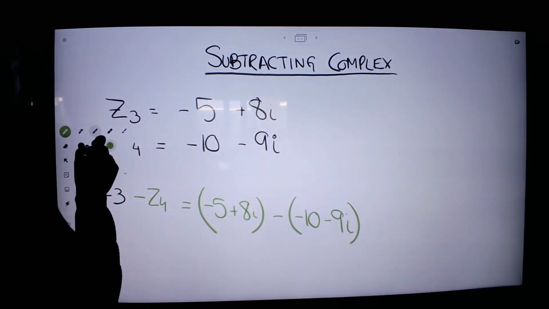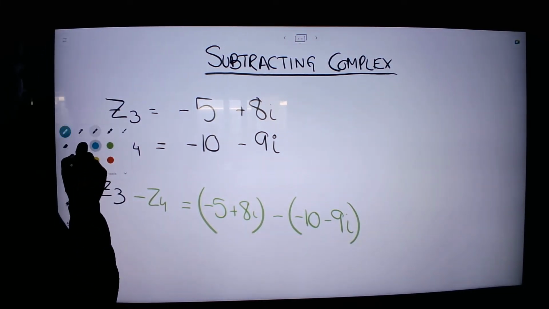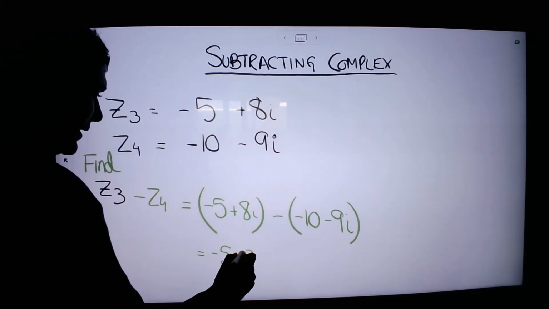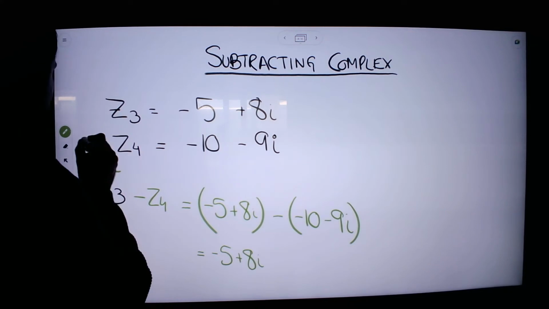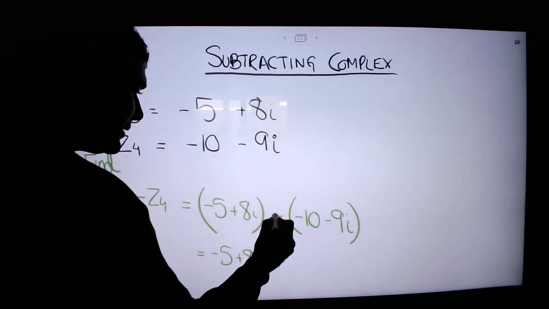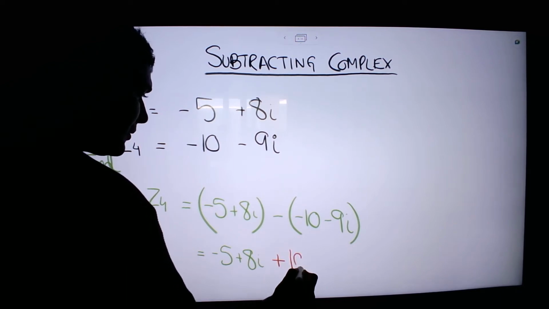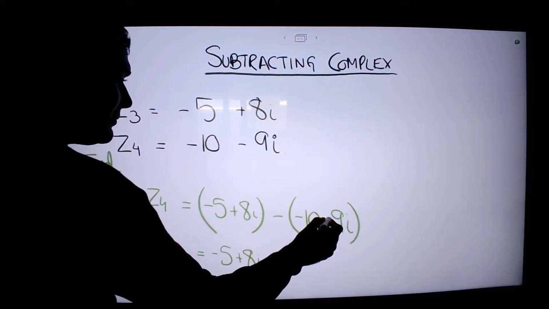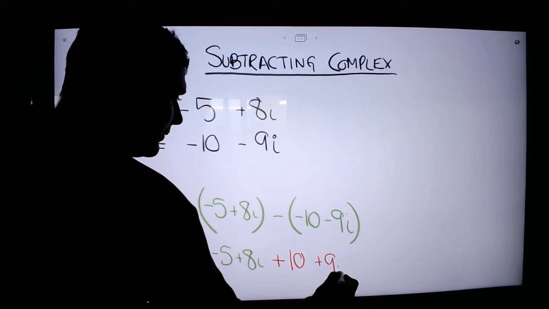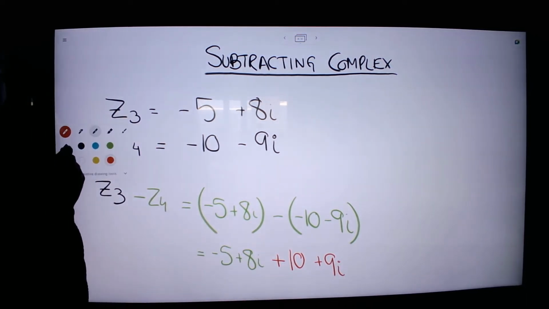Now what you need to do is, let's open the bracket, minus 5 plus 8i as it is. This minus will change everything inside. So that becomes a minus and minus becomes a plus 10, and then minus and minus 9i becomes a plus 9i. Then you do what you did before.